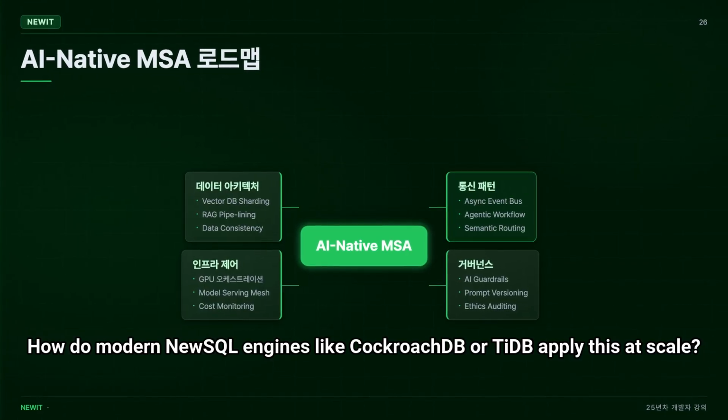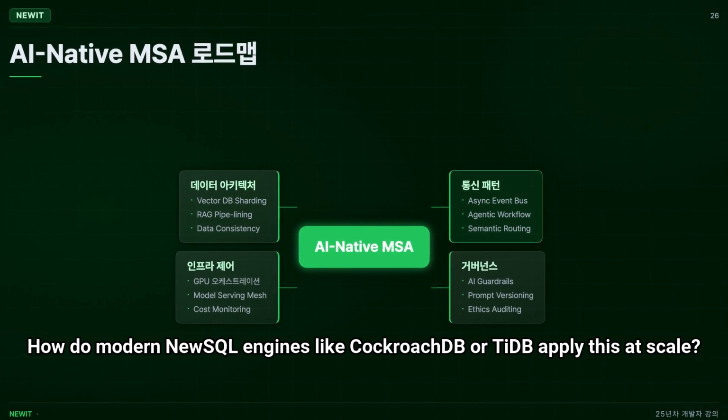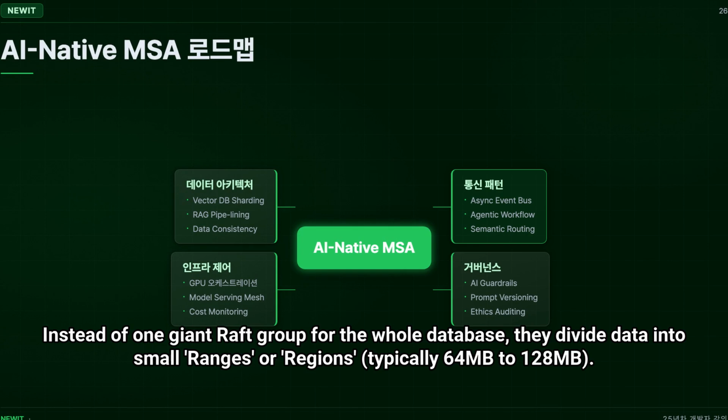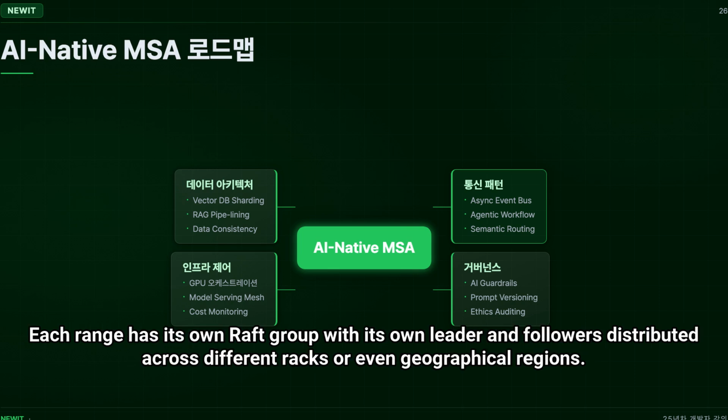How do modern NewSQL engines like CockroachDB or TiDB apply this at scale? They use a multi-raft architecture. Instead of one giant raft group for the whole database, they divide data into small ranges or regions, typically 64 MB to 120 MB. Each range has its own raft group with its own leader and followers distributed across different racks or even geographical regions.